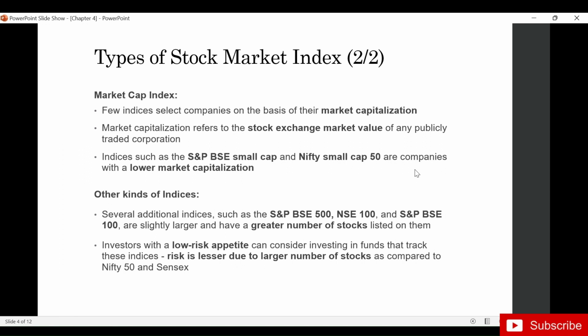There are also several other kinds of indices such as the S&P BSE 500, the NSE 100 and the BSE 100. These indices are slightly larger because they consist of a larger number of stocks. For example, the BSE 500 consists of 500 stocks, the NSE 100 has 100 stocks, and due to the larger number of stocks, the risk in these indices is lower. So investors who have a low risk appetite can consider investing in funds that track these indices.